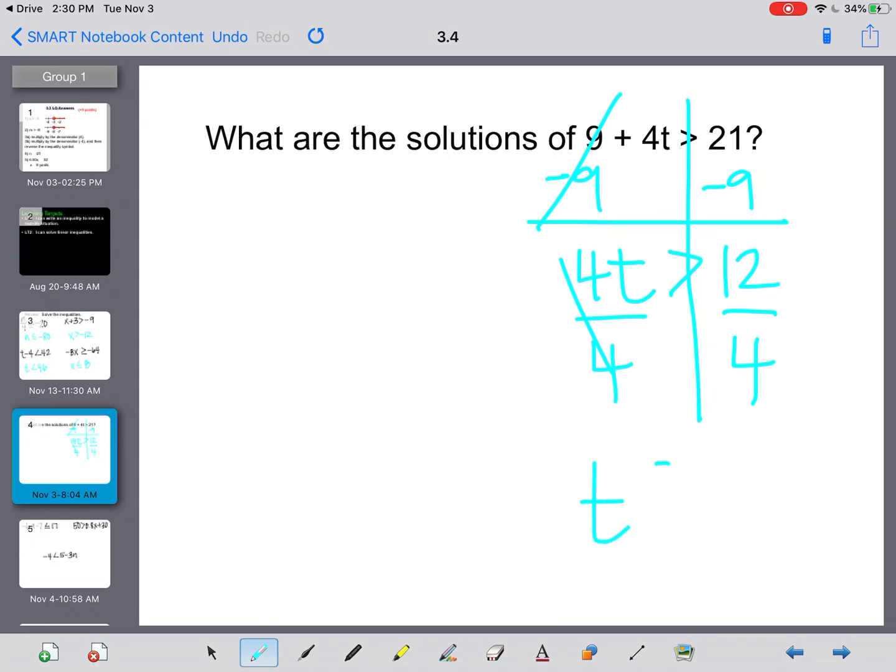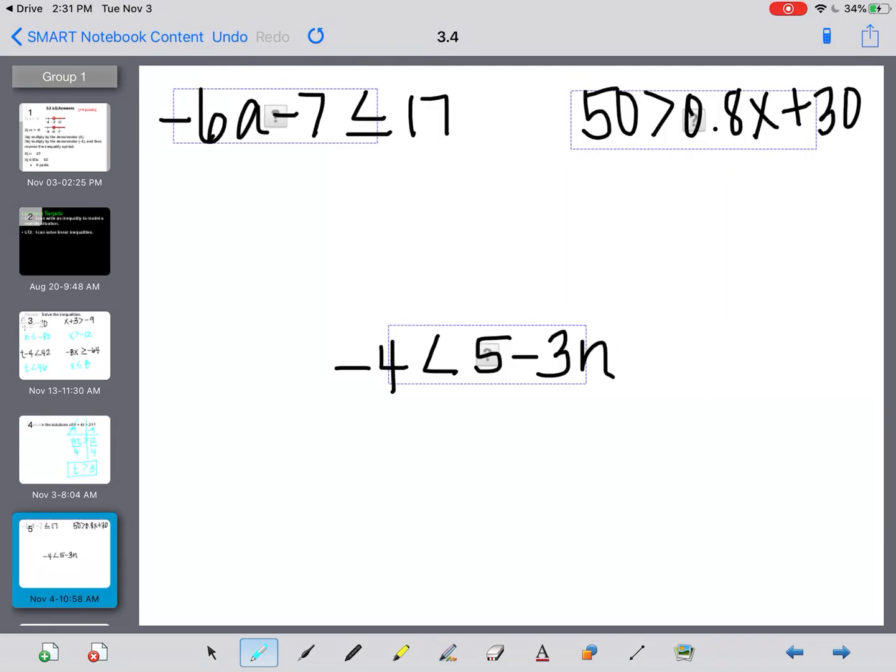than 12. Okay, and last step, to get the 4 and the t apart, I need to divide by 4, leaving me with t is greater than 3. So anything greater than 3 would be a solution of 9 plus 4t is greater than 21.